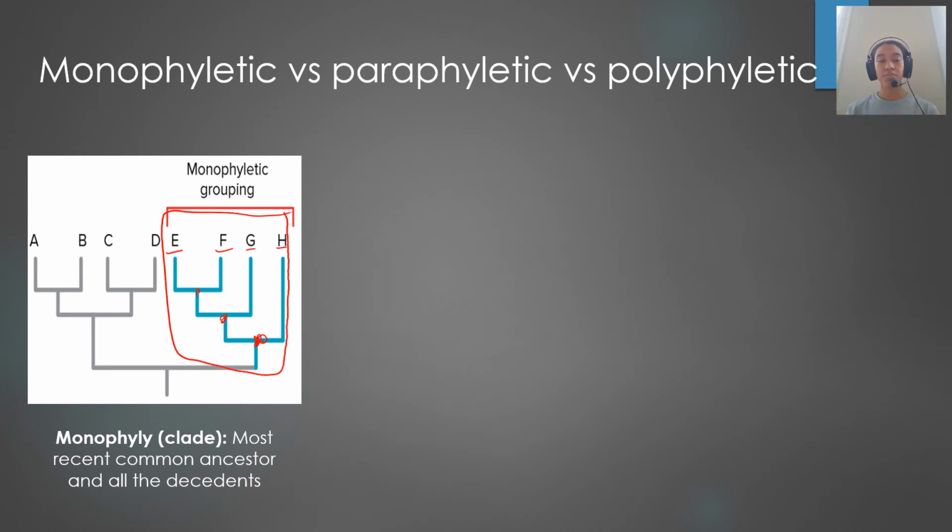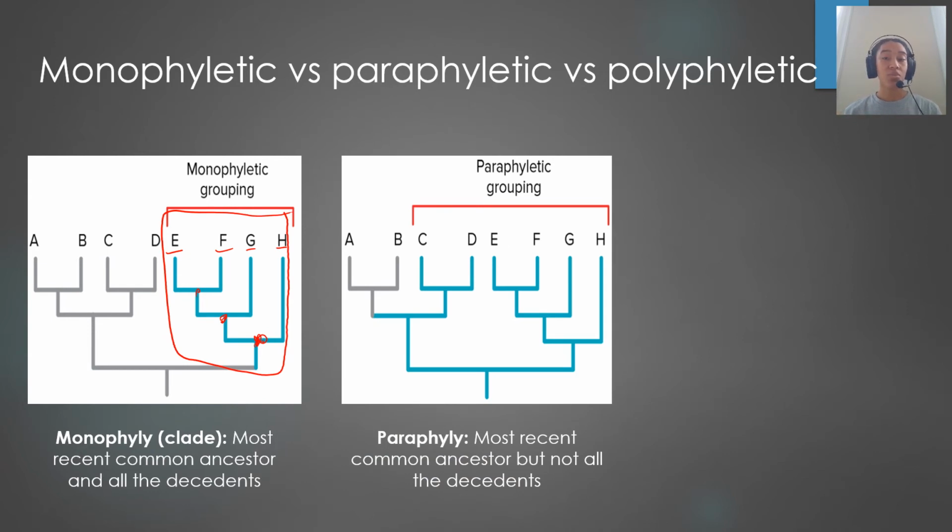They're all included. Then you can have a paraphyletic grouping, and this is where you include a recent common ancestor, but not all of the descendants. And so in this image here, if you look at the blue area, there you have a common ancestor, and we have several other common ancestors being included. And we have C, D, E, F, G, and H included, but this grouping here of A and B have been excluded. And this makes this grouping paraphyletic because it does not include some of the descendants that derived from that shared common ancestor.